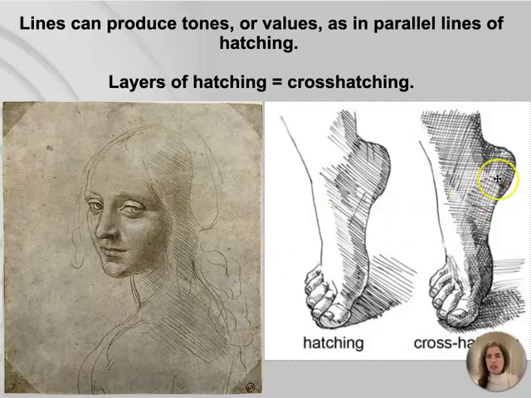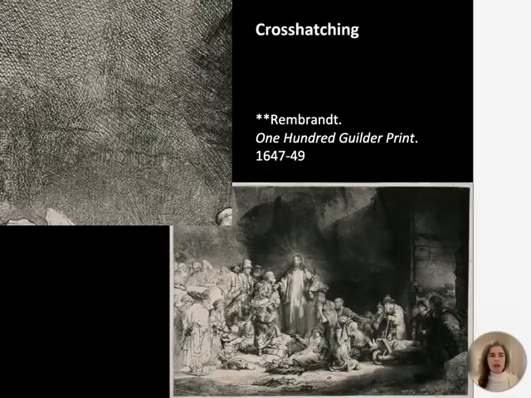So if you do layers, that's the cross hatching. If you're just using the parallel lines going in one direction, then that would be just hatching. So this, we have a nice hatching technique here. You have a bit moving maybe in the other direction, but that could just be a neck fold there. A nice example of hatching we can see in the 100 Guilder print.